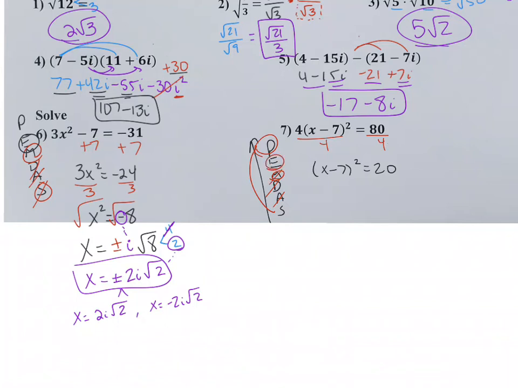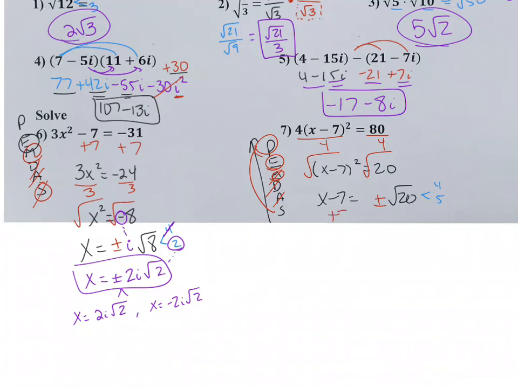Now, multiplication is gone, I got to get rid of an exponent. I square root both sides. Remember, plus or minus shows up whenever I square root both sides. So I have x minus 7 equals plus or minus the square root of 20. I'm going to do a little multitasking here. Remember, 4 times 5 is 20. 4 is perfect, 5 is not.